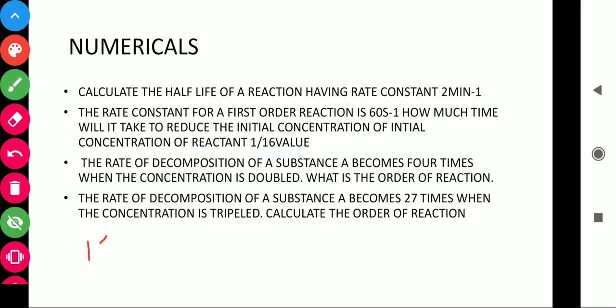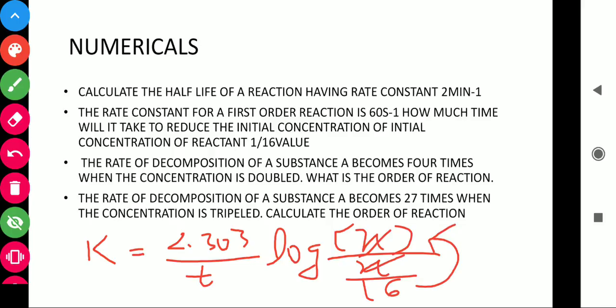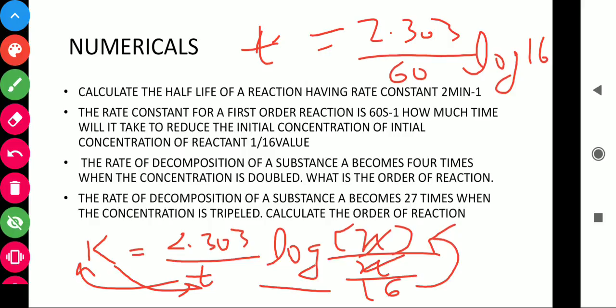What is the equation? K is equal to 2.303 by T log R naught by R, which is X by 16. The 16 will come up, X cancels, and it becomes log 16. T is equal to 2.303 by 60 log 16. How will we calculate the value of log 16 now?